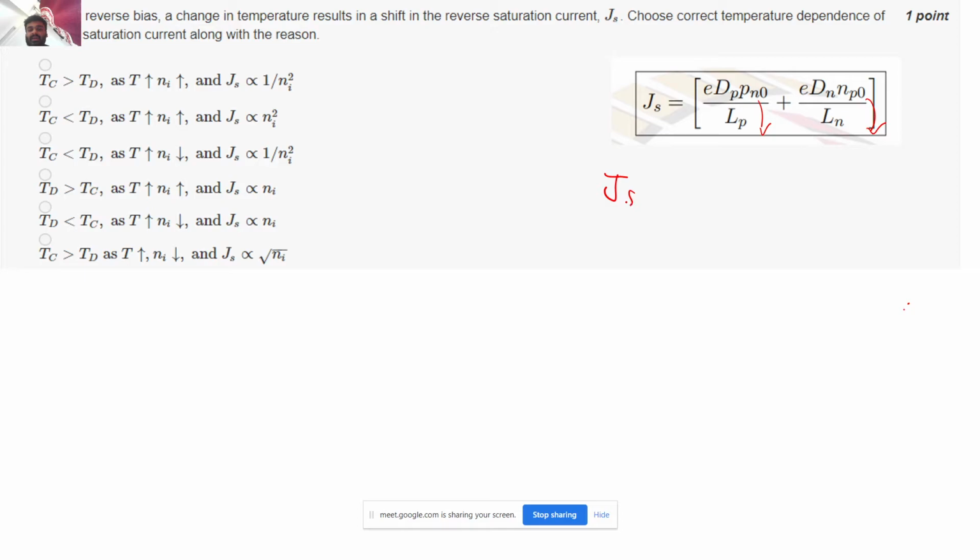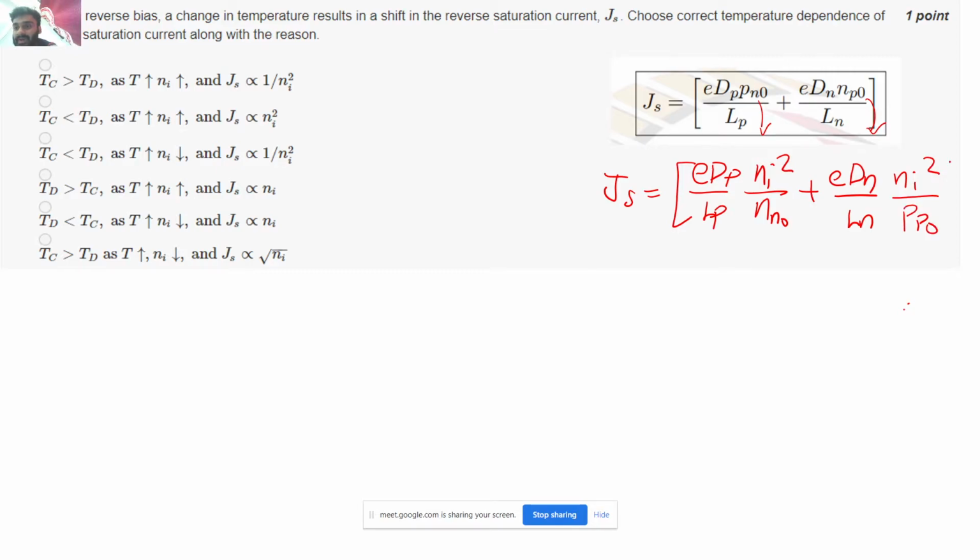So if I write it in terms of the majority carrier concentration, it will be looking like Ni square upon Nn0 plus E dn upon Ln, and this will be nothing but Ni square upon Pp0, correct. See, I am away from the depletion region, right? So I can easily apply the law of mass action. So now what is going to happen is that Js is directly proportional to Ni square, and since Ni has temperature dependence, even the Js is going to change with the temperature.